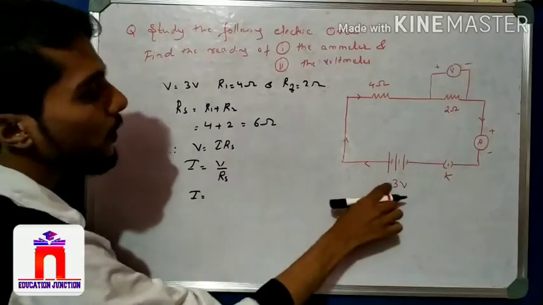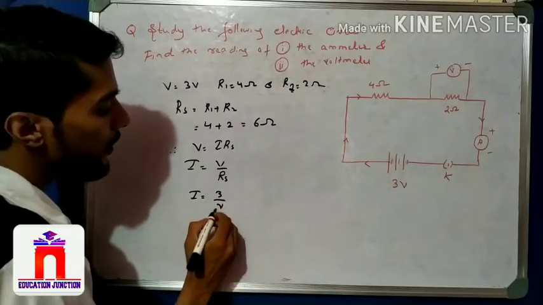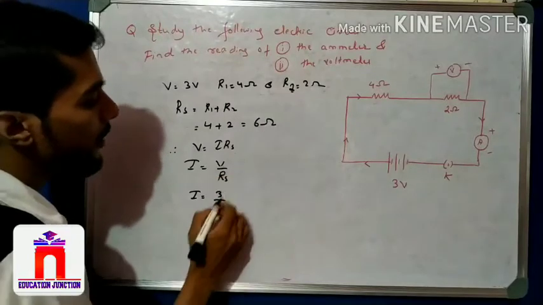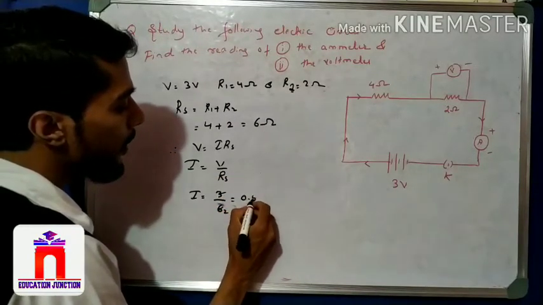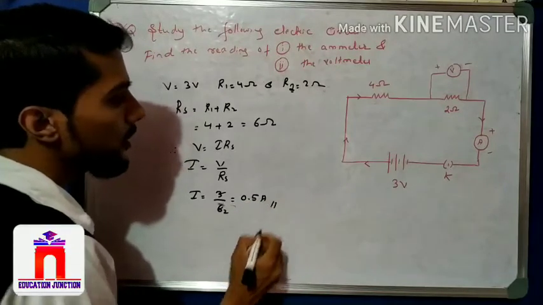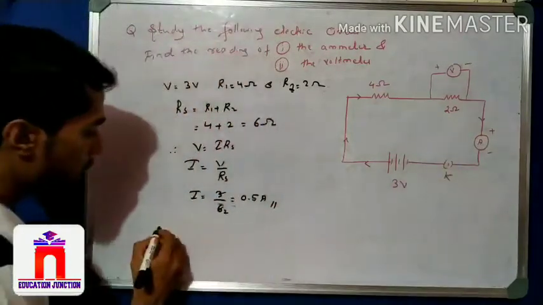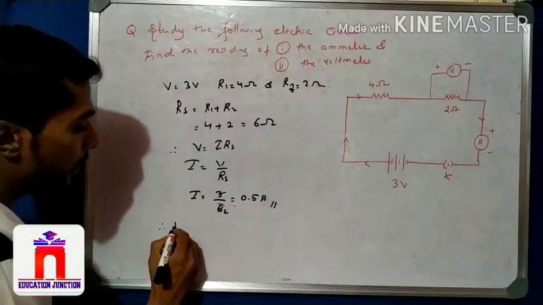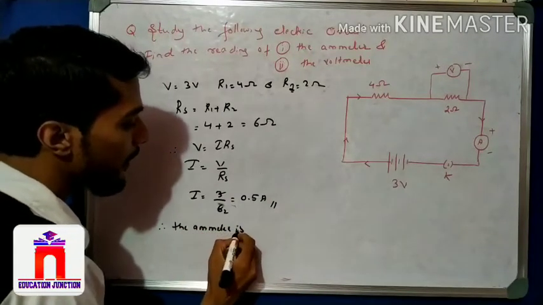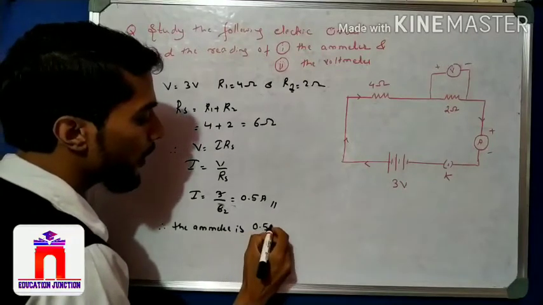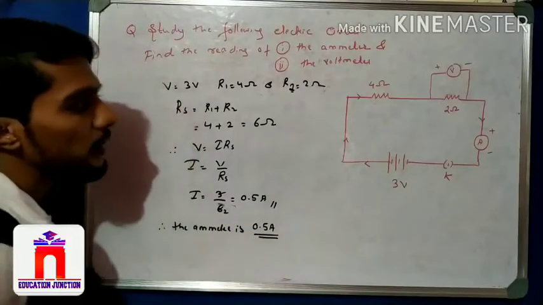Now what is I? I is equal to V given, 3 volt, and Rs is 6. So 3 by 6, it is nothing but 0.5 ampere of current flowing. It is the reading of this one. Therefore, the ammeter reading is 0.5 ampere. Okay, this is the first solution.